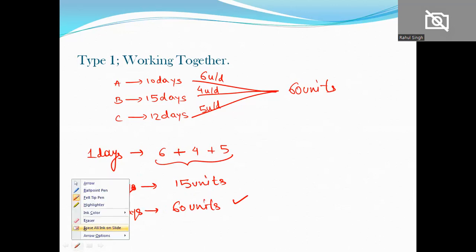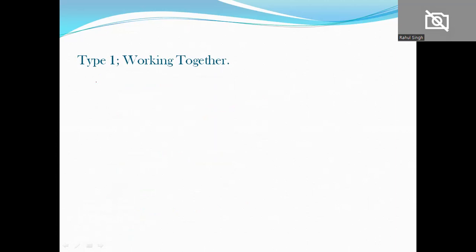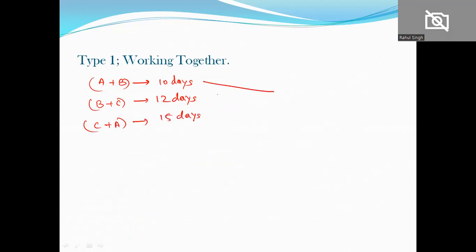Let's take one more example. This time let's make a team of two people. So A and B can do a job in 10 days. B and C as a team can do the same job in 12 days. C and A working together can do the same job in 15 days. Now they are making a team of two people, but the process won't change. Same way जैसे हम लोगों ने पहले किया वैसे ही करेंगे.